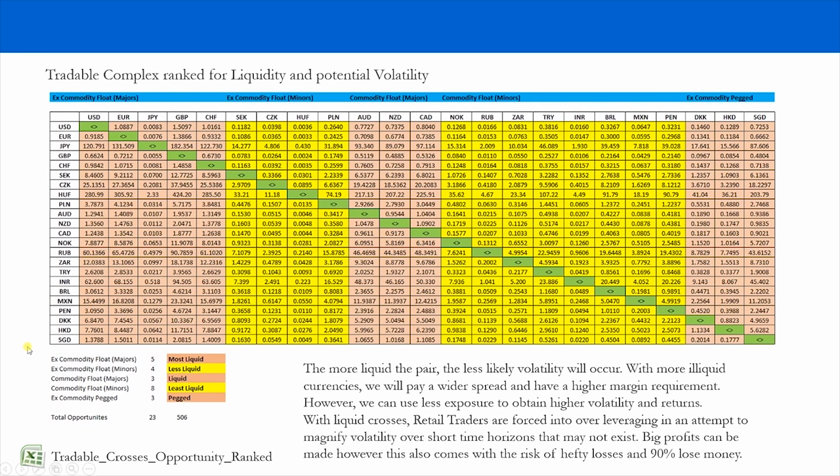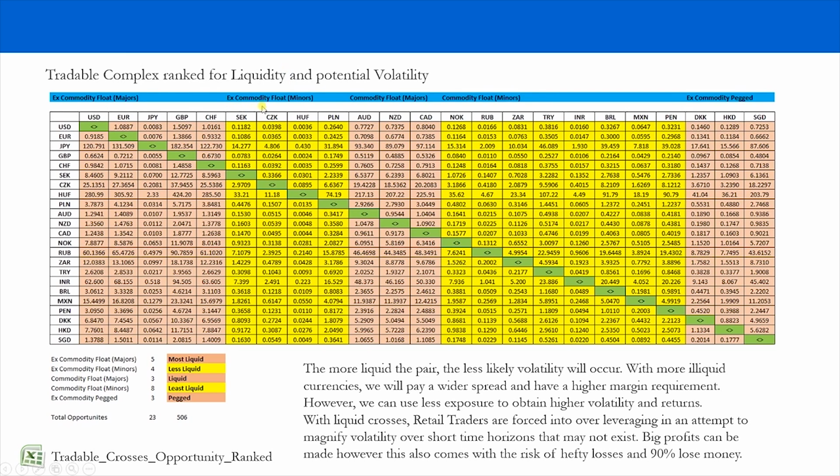And what this leaves us with is a situation where we can now define in an even more specific way. So we can start to define X commodity floating majors. Now what that means is that the currency is a floating regime. It has diversity in its exports, so it's not dependent on one or two commodity prices. And it's considered a major currency by retail brokers.